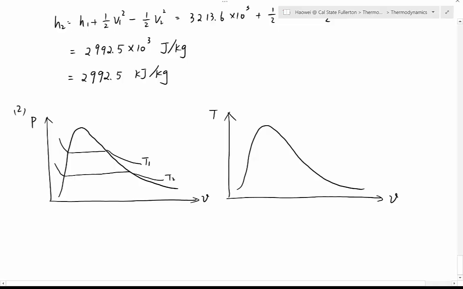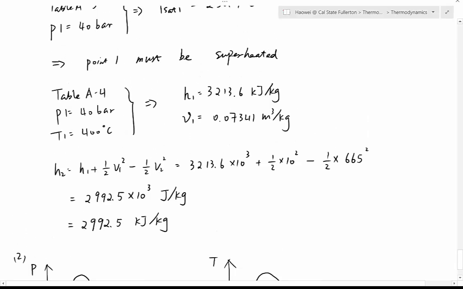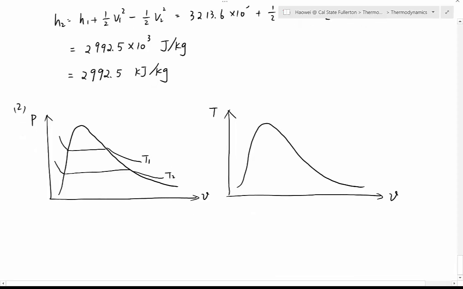Okay, all right. And then where do we locate point 1? So we know point number 1 must be on T1 line. And then where do we put point 1? In other words, what's the phase of number 1? We already proved it. Point 1 must be superheated. So where do we put point 1? On T1 line and to the right side of the vapor dome. So I must put number 1 somewhere here. Okay, so this is how you locate point number 1.